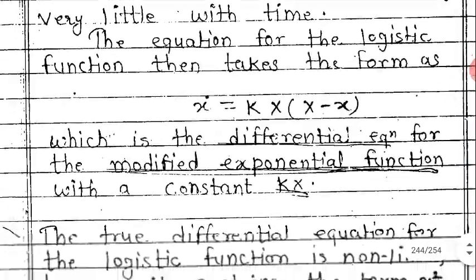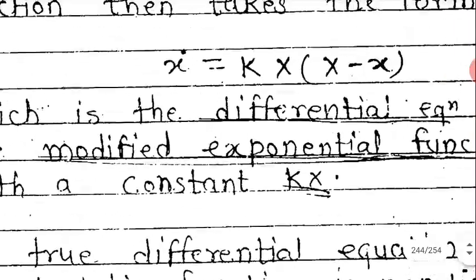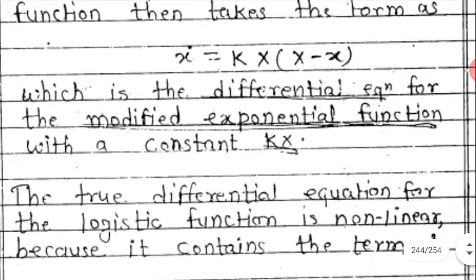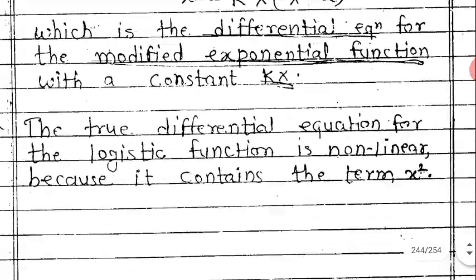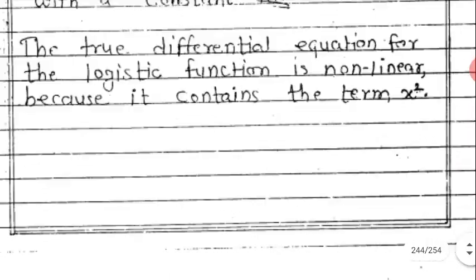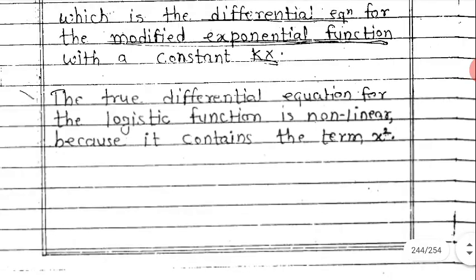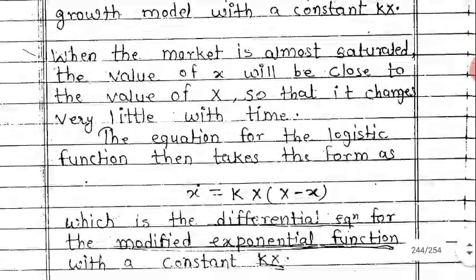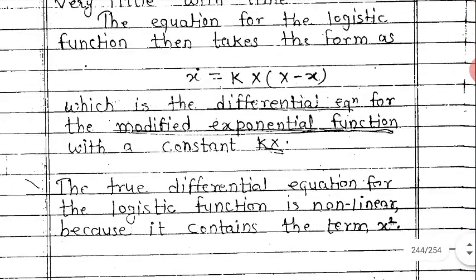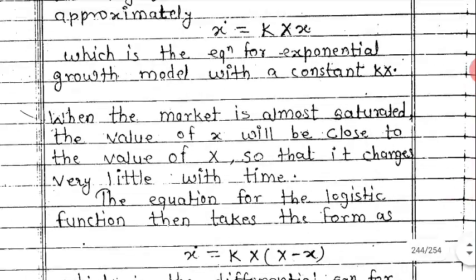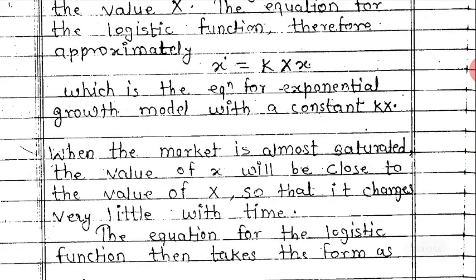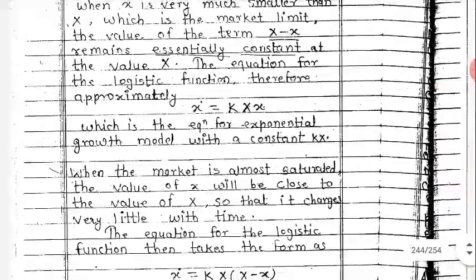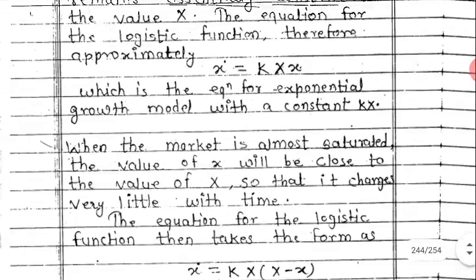So the equation of the logistic curve then becomes x dot equals k into x into (capital X minus small x), which is the differential equation for the modified exponential function. The true differential equation for the logistic function is non-linear, as we all know, and it will contain x square, so that it is a non-linear one, and it may become parabolic or any exponential curve.